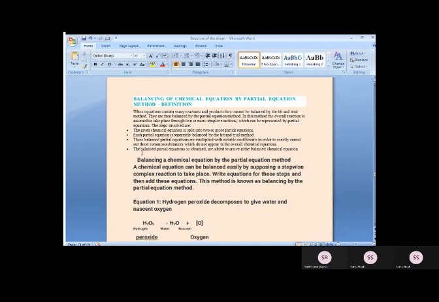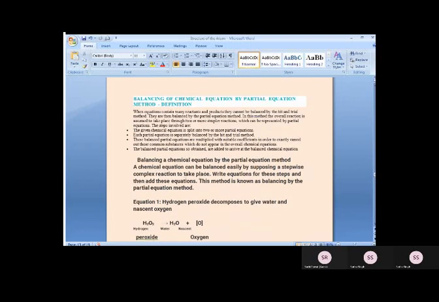So what is the first step? The given chemical equation is split into two or more partial equations. Partial means that it is not complete. These are the initial equations that we find within the chemical reaction. So first, the chemical equation is split into two or more partial equations. After that, each partial equation is balanced by the hit and trial method.